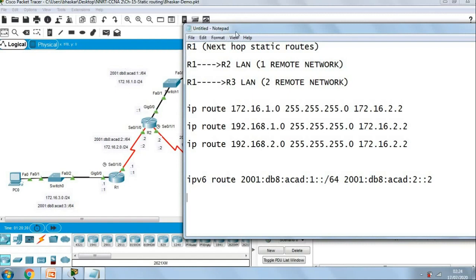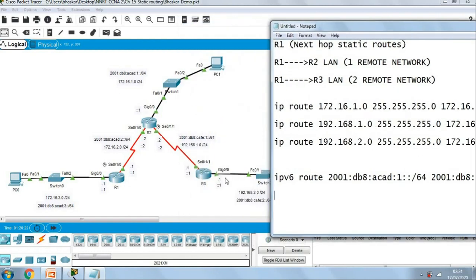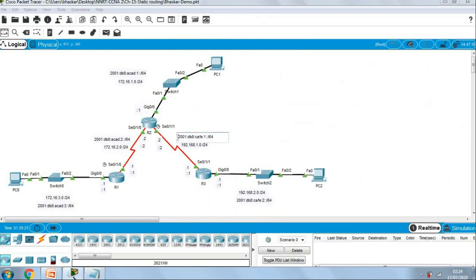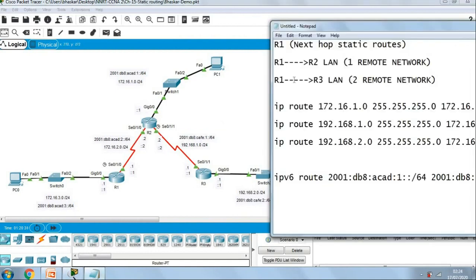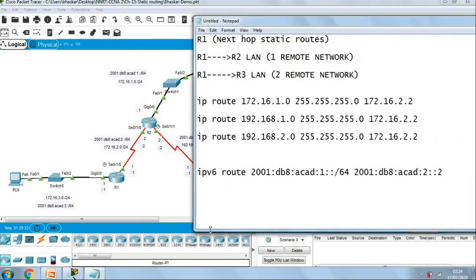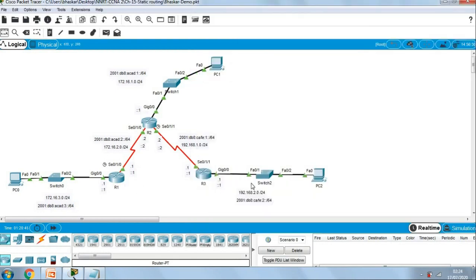This is the remote network. Now I'm going for these two. So this network as well as this network. So I'm going to copy this one here. So IPv6 route. So I can paste here. Okay. So this is the network, because if you want to reach from R1 to R3 LAN, IPv6 one here.